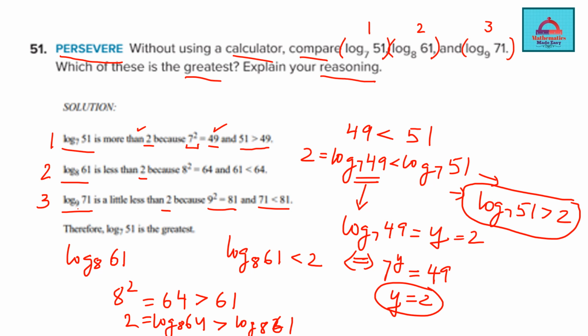into powers. Therefore, now you can see very clearly that log 751 is more, this is less, this is also less. So which one is the greatest? It is only asking you for greatest. It is not asking you for the next least. So out of the three, definitely the first one, log 751, is the greatest.